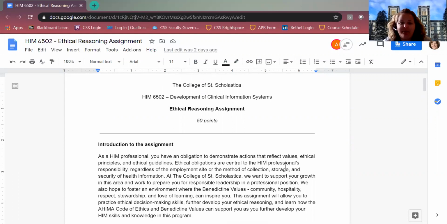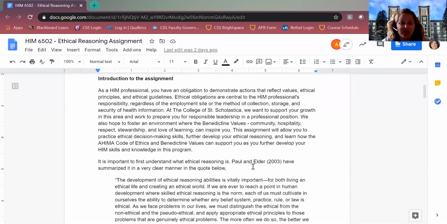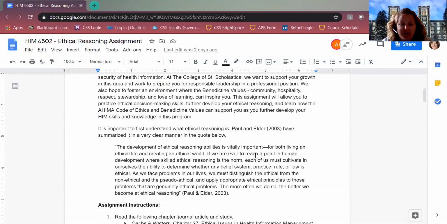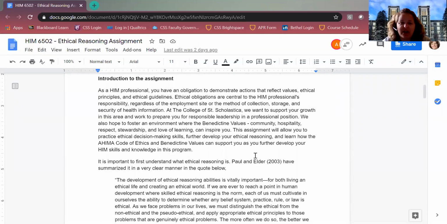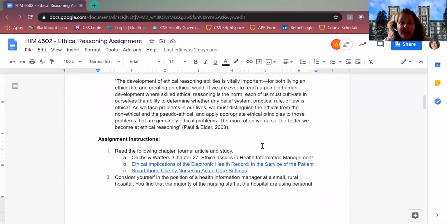Okay, so I have it pulled up. You can access this by going to Unit 1 in Brightspace and then clicking on the hyperlink there. It will take you to the instructions. I'm not going to read this introduction to you, but essentially it's talking about HIM professionals and the need to make ethical decisions. And in our case too, we're taking into consideration the Benedictine values of the college. I'll let you guys read that.